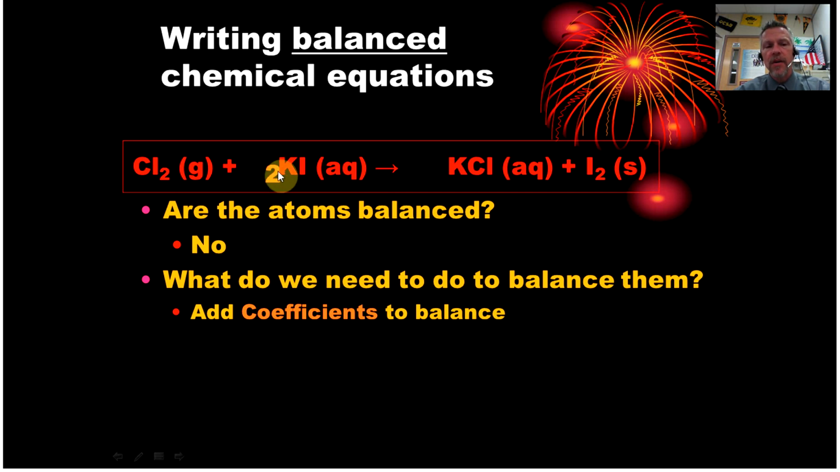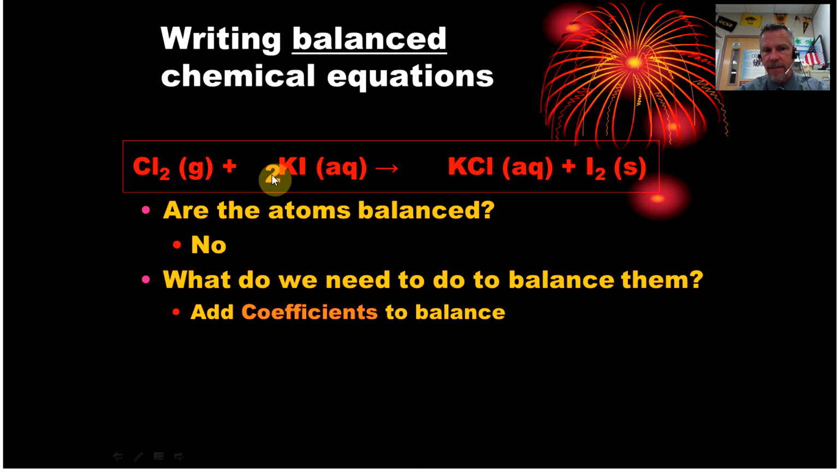The 2 here, this coefficient, tells us we have 2 potassium iodide units. And so that means now we have 2 chlorines on this side of the equation, 2 potassiums, 2 iodines, all on the left. On the right, we have 1 potassium, 1 chlorine, and 2 iodines. So at this point, the iodines are balanced. There are 2 of them here because we have I2, and there are 2 of them here because we have 2 copies of KI.